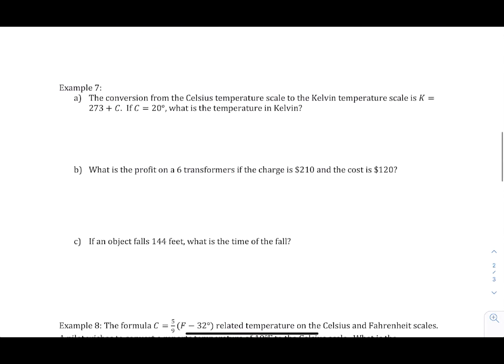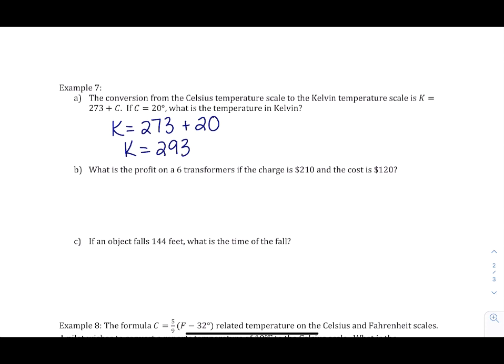Example 7 is having us evaluate some of these formulas. So the conversion from Celsius to Kelvin, you have this equation K equals 273 plus C. If we knew that C was 20, what would the temperature be? So we have our formula, K equals 273 plus C, which in this case is 20, and that gives us that our degrees Kelvin is 293.